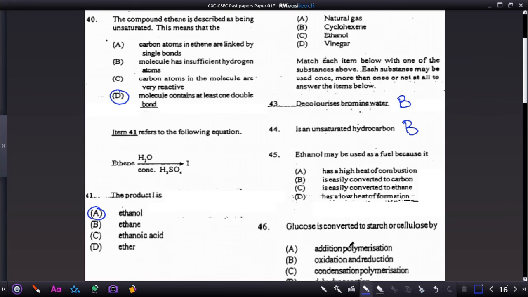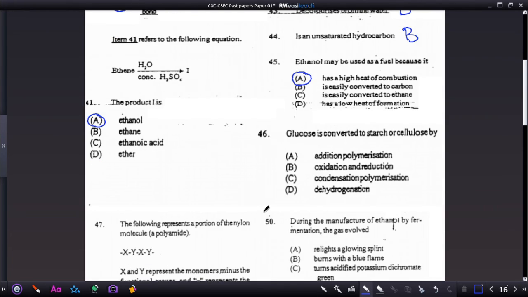Ethanol may be used as a fuel because it has a high heat of combustion. It is easily converted to carbon. It is easily converted to ethane, or has a low heat of formation. The answer is A. When ethanol is burned, it gives off a high amount of energy, and so that can be used as fuel because of its energy efficiency.